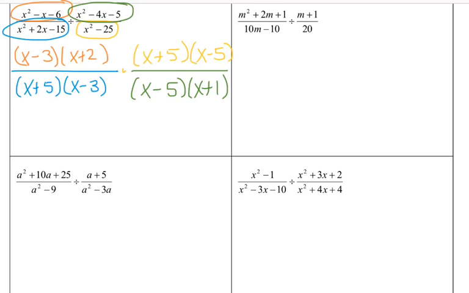Notice that we have the plus 5 here, and diagonally another plus 5 there. We also have a minus 5 here, and right on top a minus 5 there. And we have a minus 3 here and a minus 3 there. And the leftovers, the x plus 2 divided by the x plus 1. If you want to put these in parentheses, you can, but you don't have to.